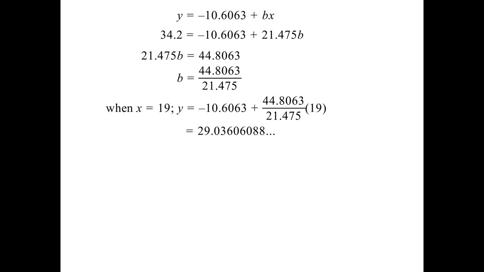They're not nice, but B is going to be this division. I didn't worry about finding that because I figured it's going to be such a long decimal. I thought I'll leave it as that fraction because essentially I just want to know what Y is when X is 19. So I left that fraction. I thought, well, we'll do the calculation all in one hit. And we end up with 29.036060888. So, okay, 29 chirps is what we'd expect. So that is the question they asked on this stuff in the HSC.